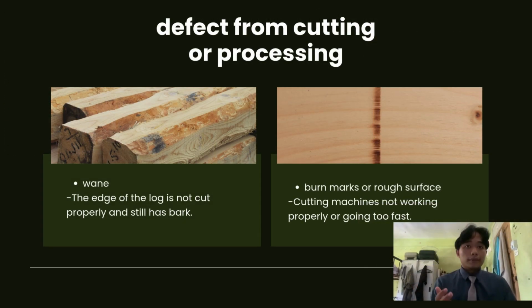And then we have defects from cutting or processing, which is wane. It is caused because the edges of the log are not cut properly and still have bark. This can cause the wood piece to not be fully flat or square.